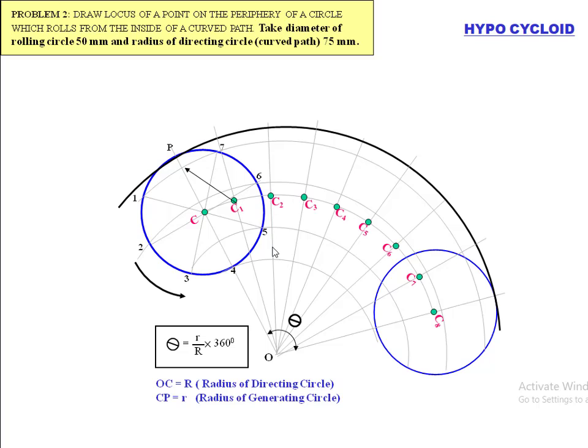Now by taking the radius equal to 25 mm and putting the pointer at C1, we'll make an arc from C1 to line 1, likewise C2 to line 2, and with that same reference we'll assign the points P1, P2, P3, P4, P5, P6, P7 and P8, and by joining all these points we have a curve. This curve is known as a hypocycloid.